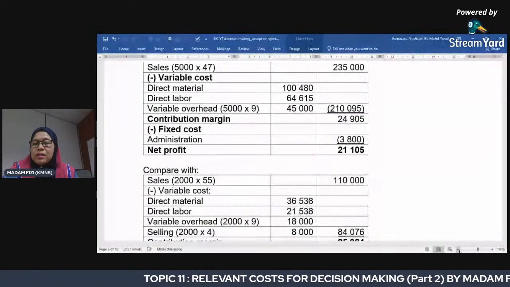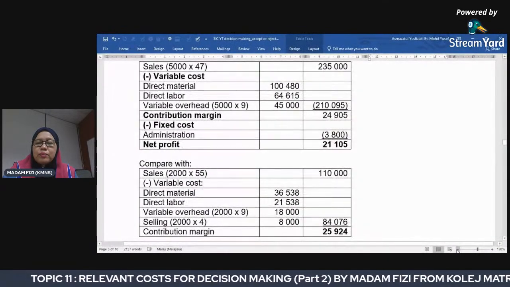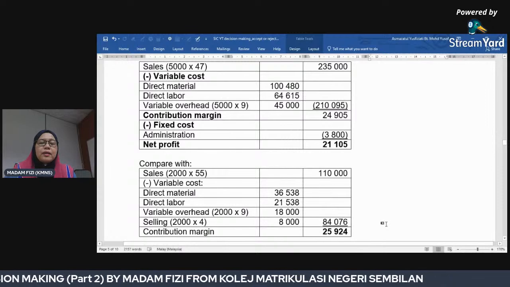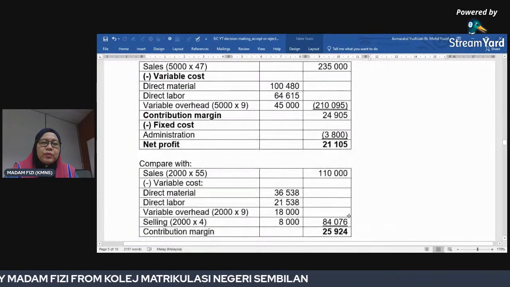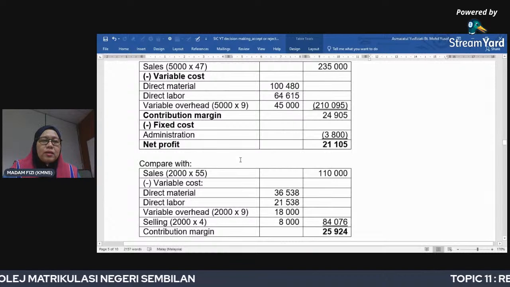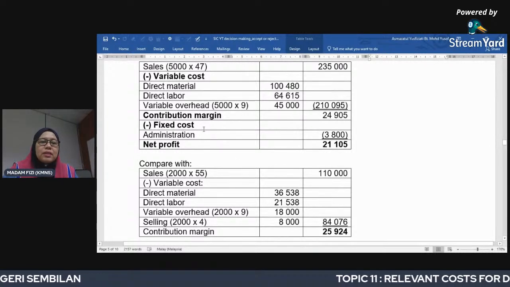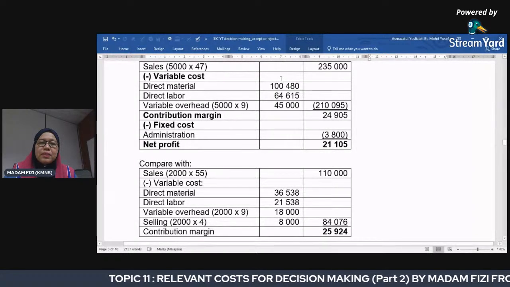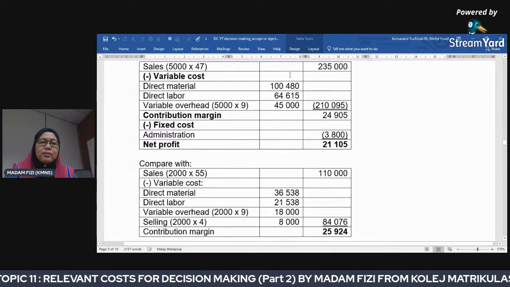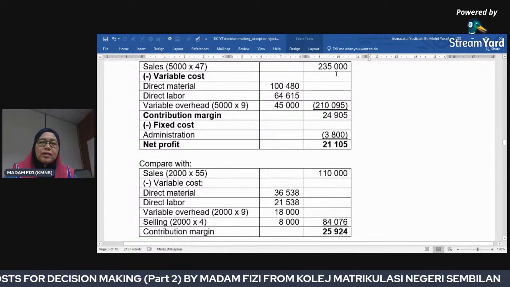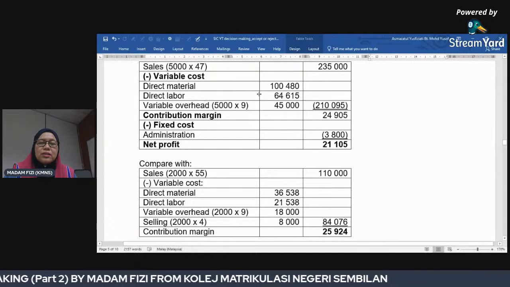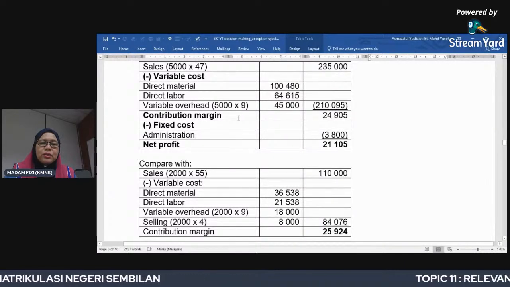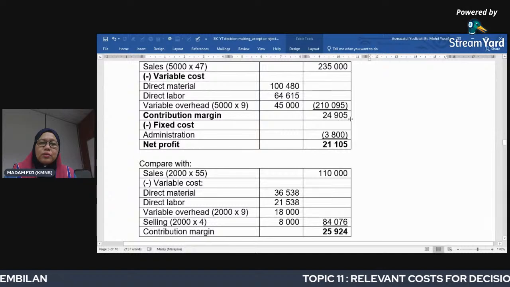Because, why? Because the number has changed from 52,000 to 50,000, right? Okay, now we look at one by one. Okay, so we compare the net profit. Okay, this one is we accept the order. The one above, if we accept the order, so the sales is 235,000. The variable cost amounted to 210,095. So the contribution margin is 24,905.